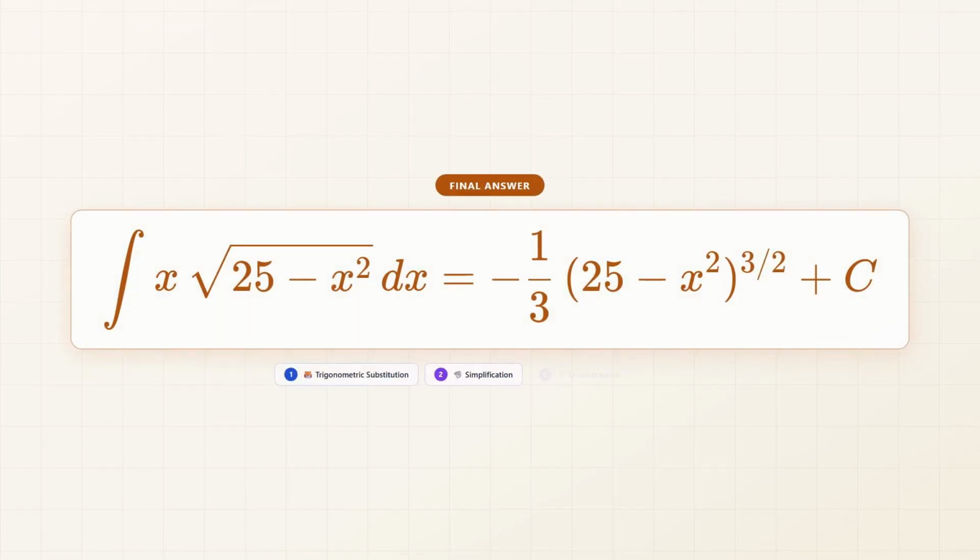To summarize, the integral of x times the square root of 25 minus x squared equals negative 1/3 times 25 minus x squared to the 3 halves plus c. We solve this using trigonometric substitution, simplification, and u substitution.